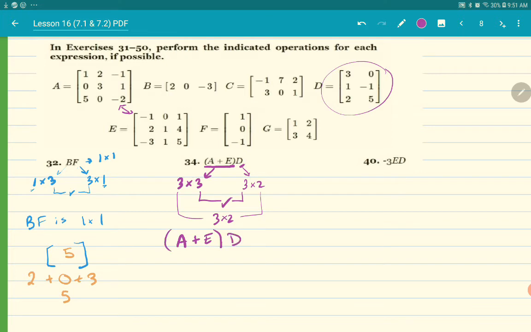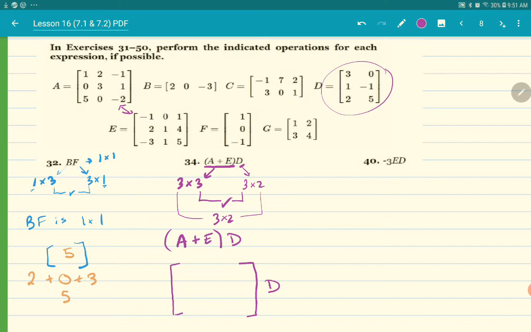So what's A plus E? I know it's going to be a 3 by 3, because A and E are both 3 by 3s. And when I add them, I'll still have a 3 by 3. And then I'll multiply that by D. Make sure your D comes after A plus E, because remember, order matters. So if I put D in front, then that's going to have a different value. So D comes after. Order matters with multiplication of matrices.